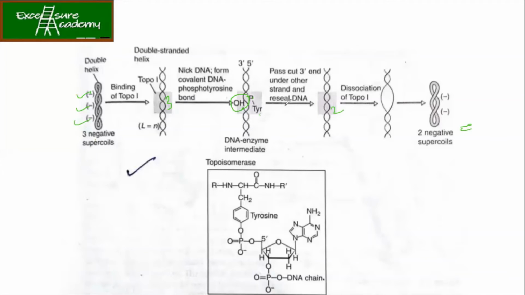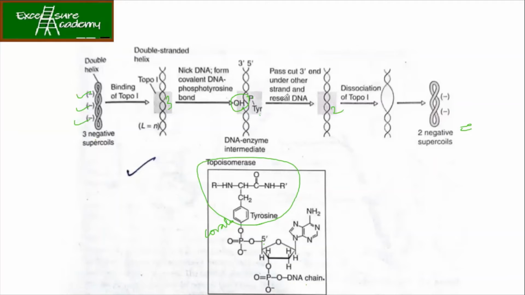Yeah. Now the intermediate which is formed between the DNA and enzyme looks something like this. So you have got the DNA chain's 5' end, and there a covalent bond forms with the tyrosine, and this tyrosine is of the topoisomerase, and the other strand's OH will remain.